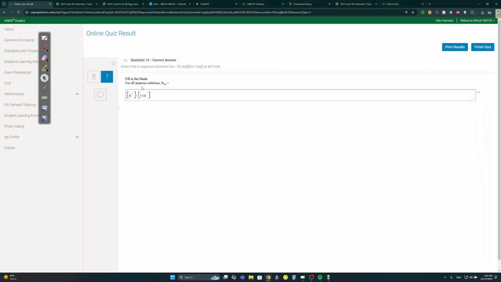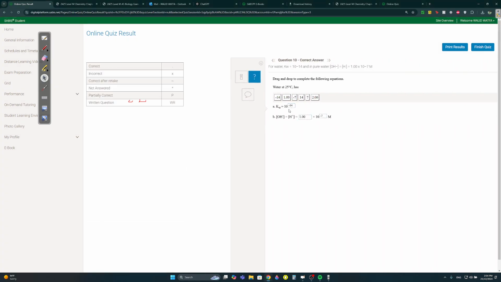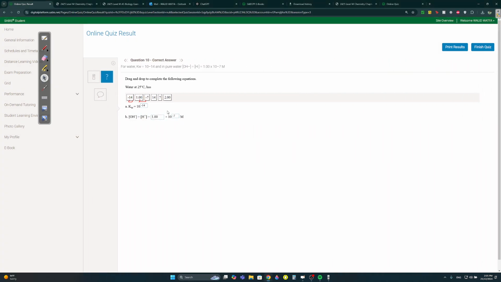Question 14. For all aqueous solutions, Kw is equal to what? H+ times OH-, right? Remember, if we go back to question 10, H+ is equal to OH-, which is 1 times 10^-7. So basically 10^-7 times 10^-7 is equal to what? 10^-14, which is equal to the equilibrium constant of water.